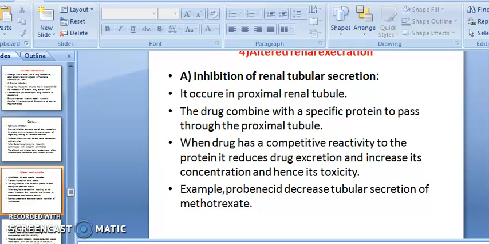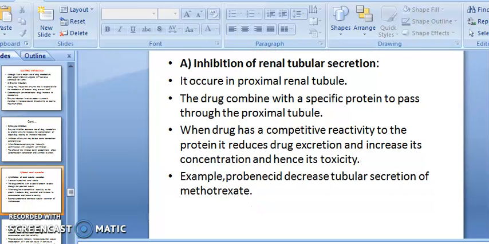Example, probenecid decreases the tubular secretion of methotrexate. When we combine probenecid along with methotrexate, there is a decrease in the secretion of methotrexate. Probenecid decreases the tubular secretion of methotrexate. It means there is an increase in the toxicity of methotrexate, which was observed at the renal tubule.